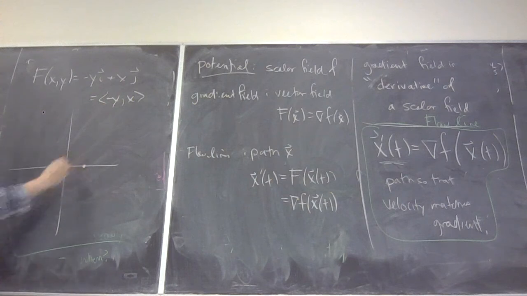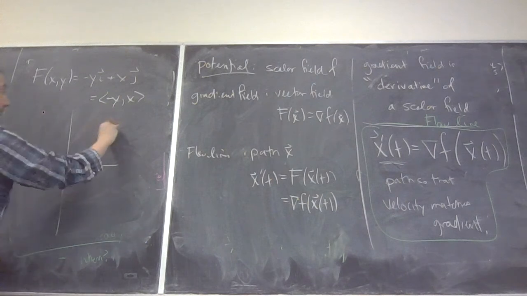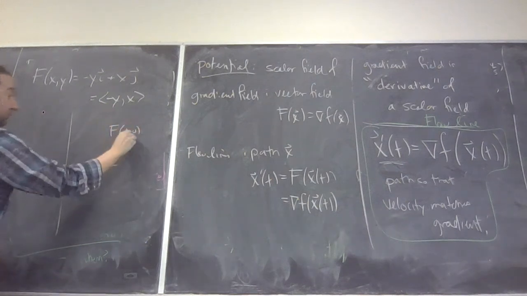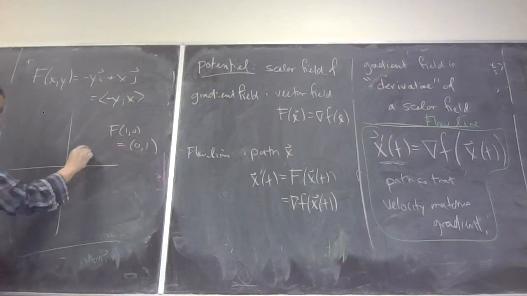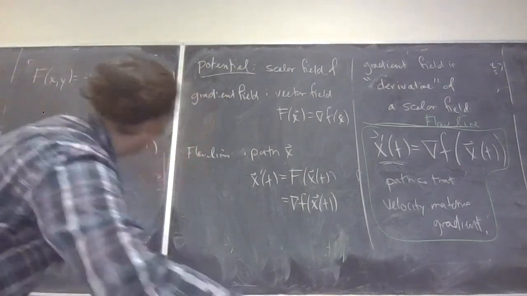What's attached to the point 1, 0? F of 1, 0 is equal to 0, 1. Right, using pink for that.